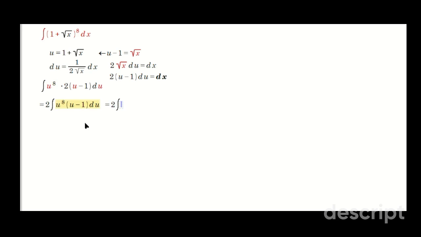Distribute. So 2 antiderivative of (u to the 9th minus u to the 8th) du equals 2. Antidifferentiate by the power rule. So u to the 9th plus 1 over 9 plus 1, and then let's see, minus u to the 8th plus 1 over 8 plus 1, and then plus c. So 2, now this is going to be u to the 10th over 10 minus u raised to the 9th over 9 and then plus c. But remember that u was defined as 1 plus the root of x.